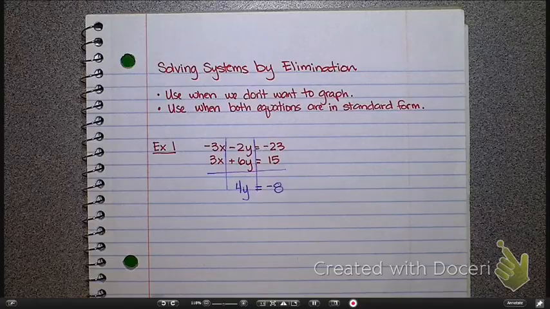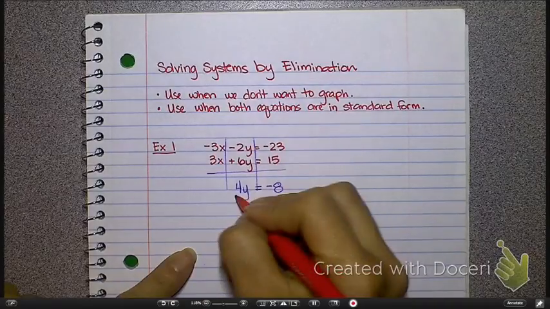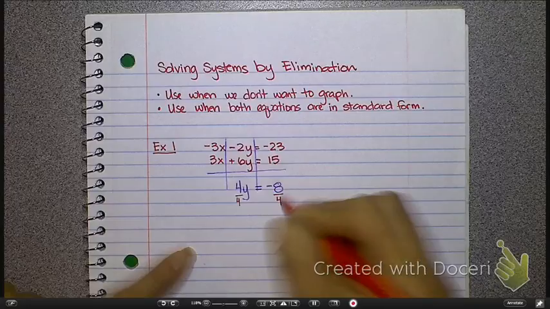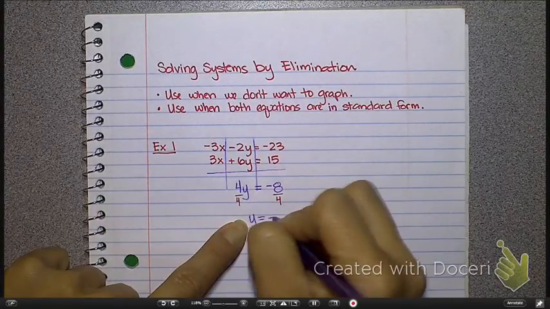Okay, and so now what I have here is an equation with only one variable. And this is pretty easy to solve. How do I solve this? Yeah, divide by 4, okay? Now that I've divided by 4, I can get the value of y. y is negative 2.